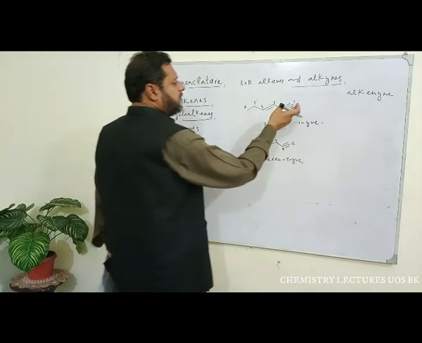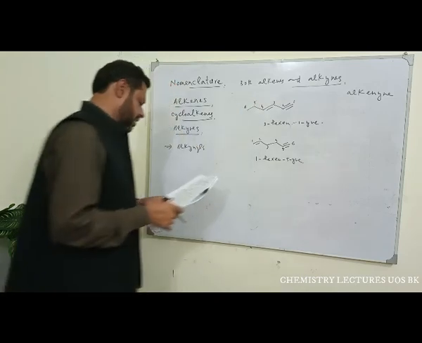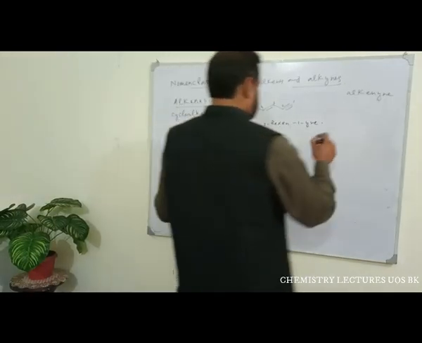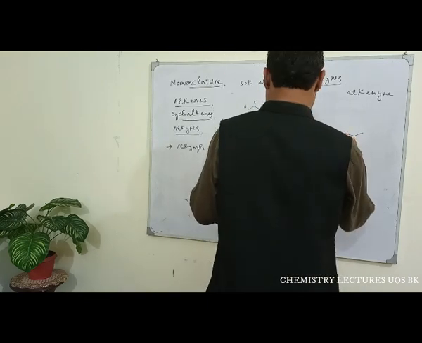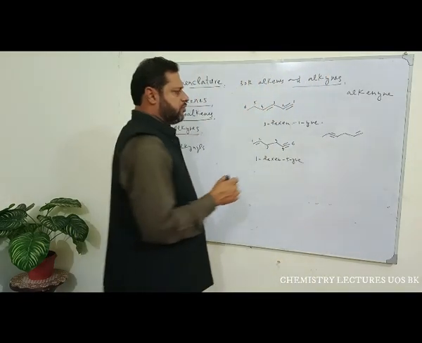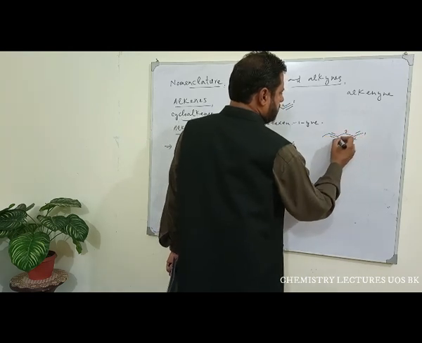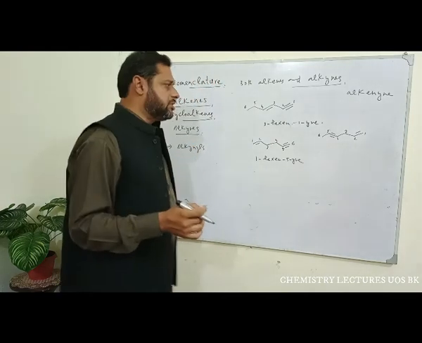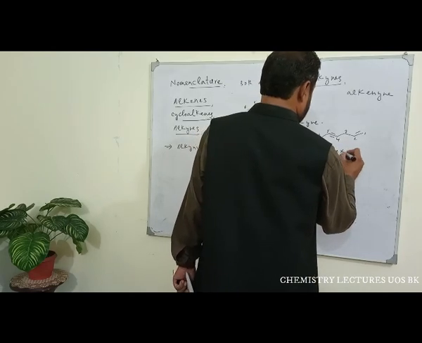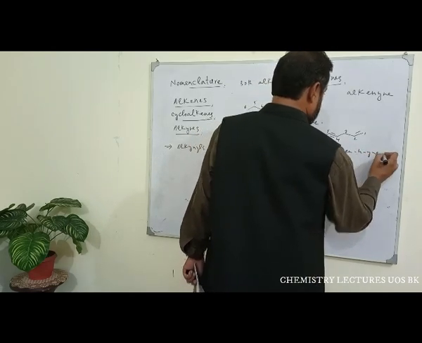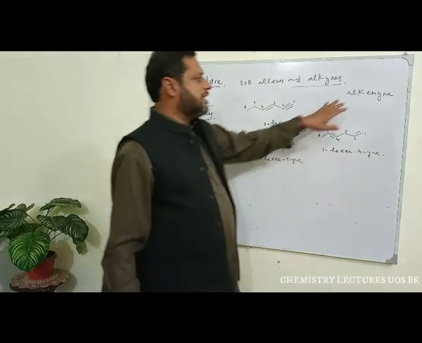But if you have a condition where anyone can get the least number, then start numbering from that side which gives the least position to any double or triple bond. For example, if you have this compound, if you start from here, it will give the second position, but if you start from here, the double bond will get the first number. So start from that side which gives the least possible number to any double or triple bond. So it will be 1-hexene 4-ine.